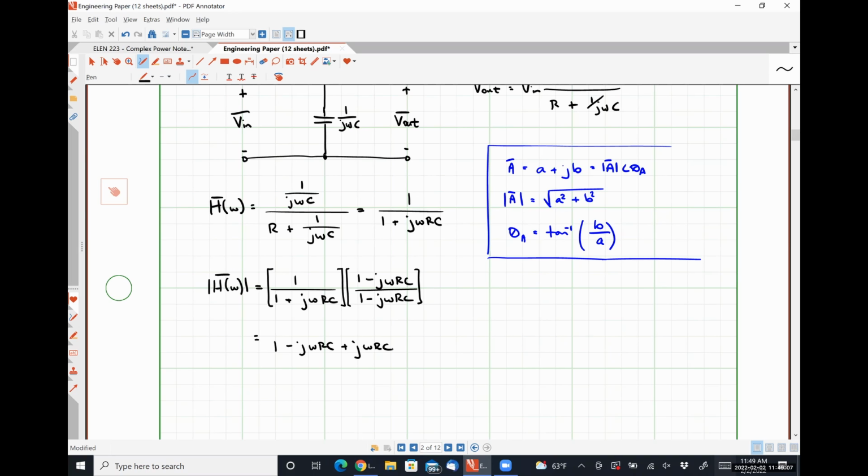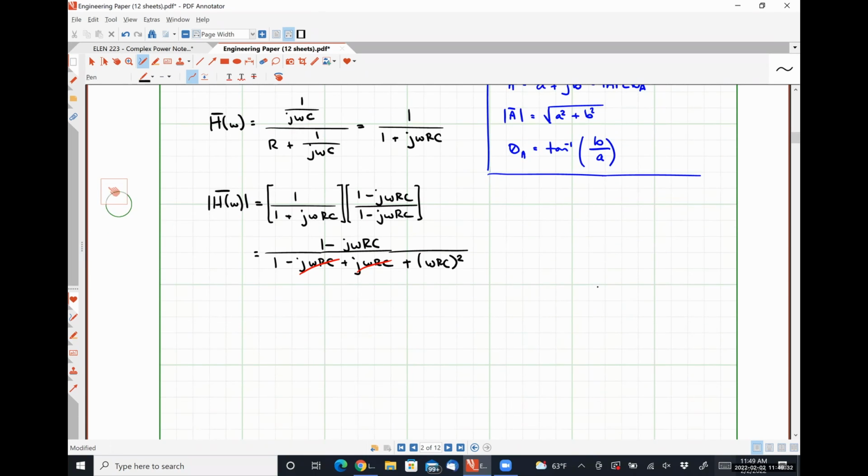Positive 1, right? So this is going to look like plus omega RC quantity squared. Obviously, these two terms cancel each other out. And we have 1 minus j omega RC here.